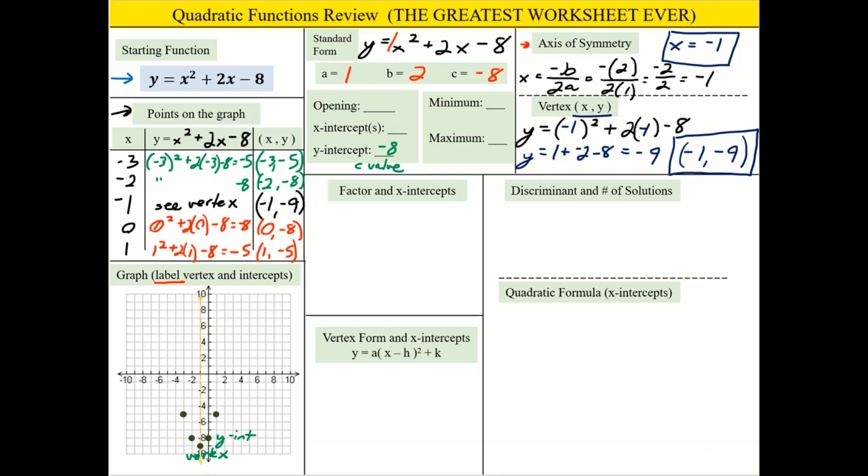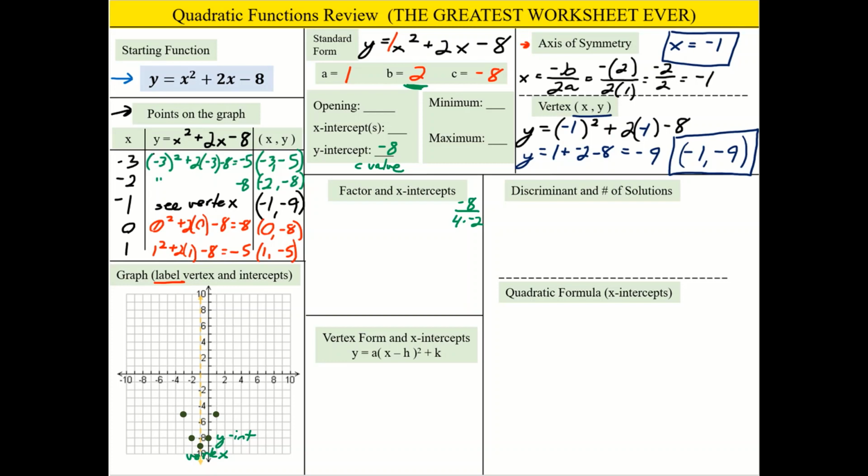Now for the factoring, you may need to do the work on a separate sheet of paper. If you multiply the a and the c values, that gives me -8. Now I need two numbers that multiply to -8, but add up to the b value. So it has to be like 4 and 2 in some type of format. It's 4 times -2. 4 times -2 is -8. 4 plus -2 gives us that b value.